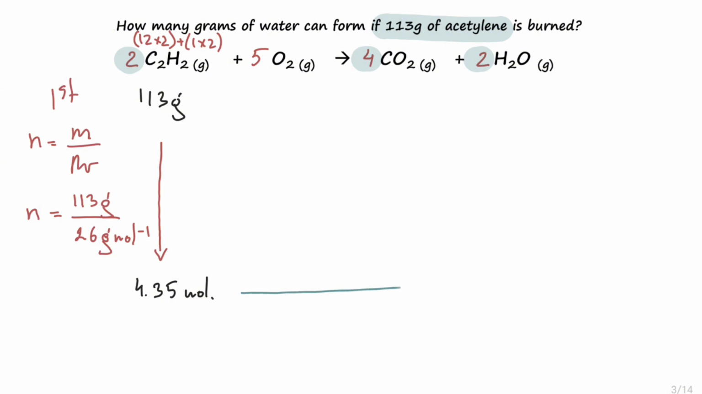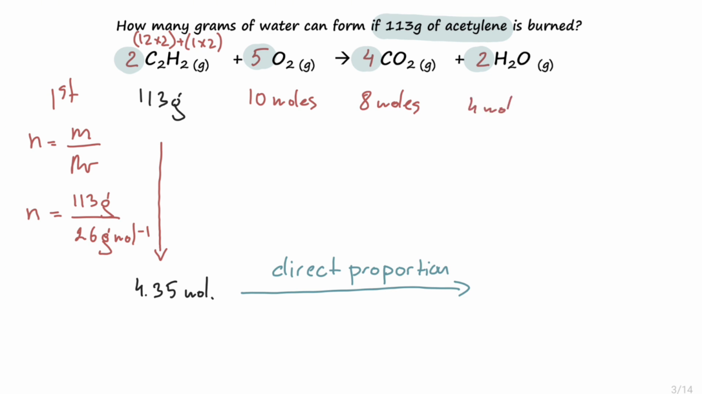Let's try to find it. Here you will use, let's write, direct proportion. Guys, it's simple here. For example, if you have 10 moles of oxygen, you can produce 8 moles of carbon dioxide and 4 moles of water. If you have 5 moles of oxygen, you can produce 4 moles of carbon dioxide and 2 moles of water.